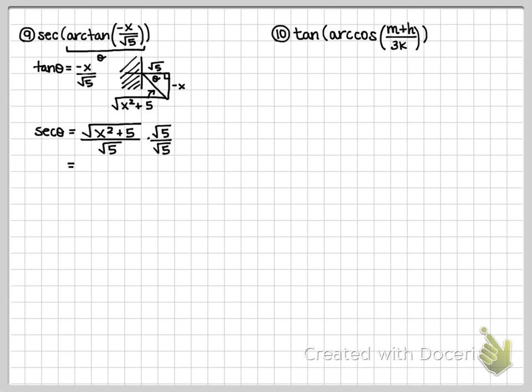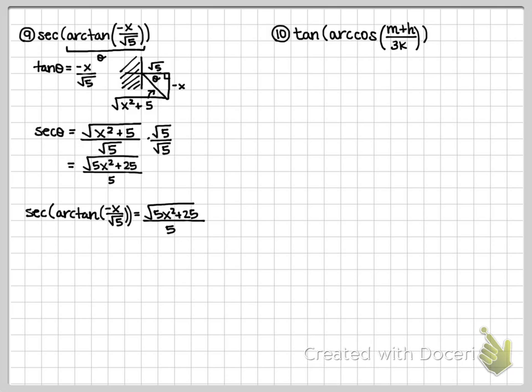Notice on the top, everything is inside roots, so you can actually just do one big root and multiply the stuff. So 5x squared plus 25 over, and then root 5 times root 5 is just 5. So my question, which was secant of arctan of negative x over root 5, I got that mess above, square root of 5x squared plus 25 all over 5.